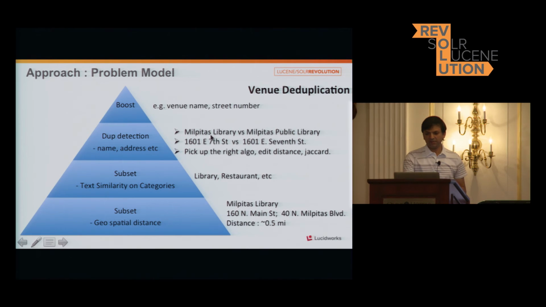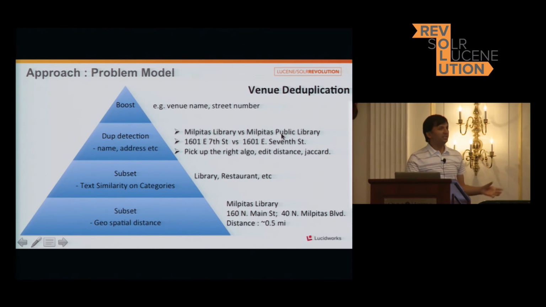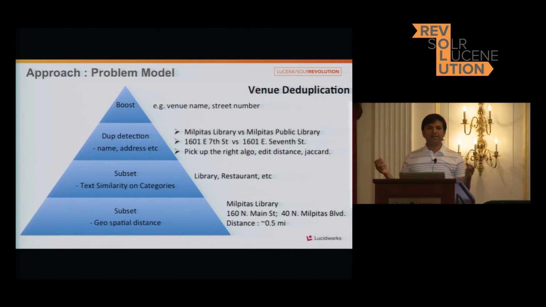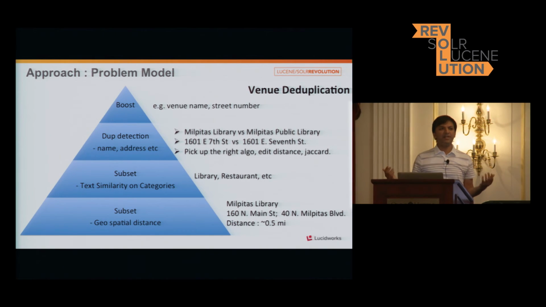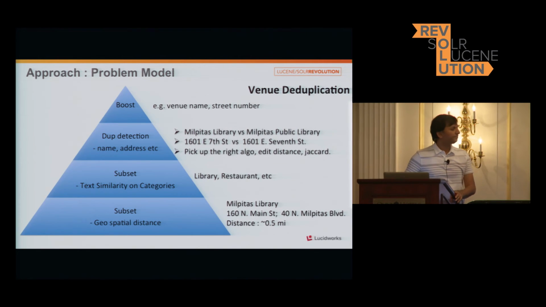The third thing is, one feed gave us Milpitas Library, and the other feed gave us Milpitas Public Library. This is exactly where we use Solr's text similarity, which will find that these names are similar. They don't really have to be exact, right? Because when we are getting the data from different sources, they're not going to be the same.